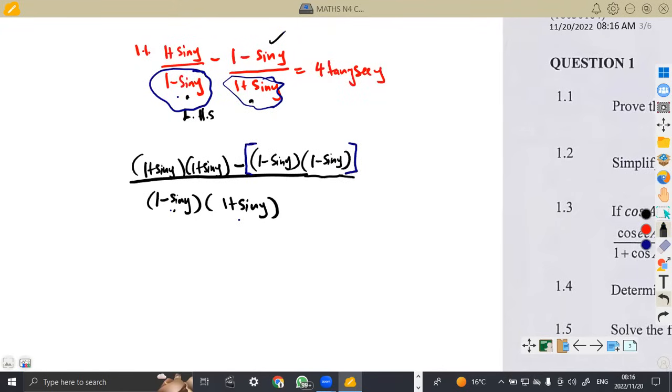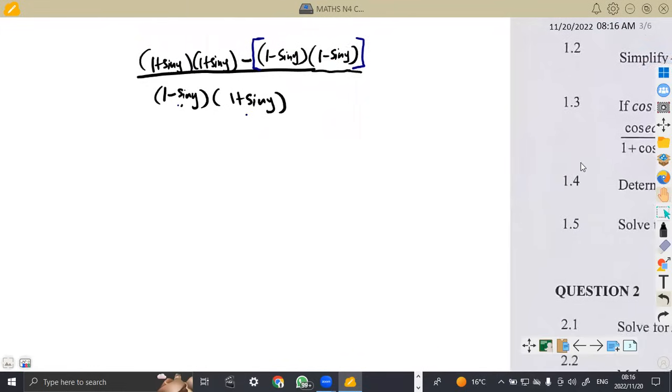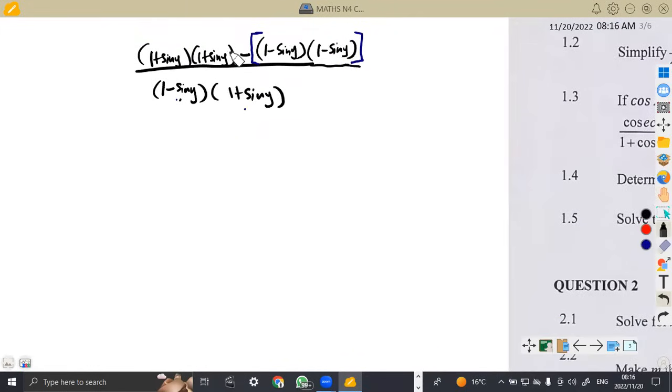Okay, so the next part is the expansion. As we can see there, we are supposed to expand the brackets so that we can simplify. So here we've got 1 and 1. That's 1 times 1, which is 1. Then we move on, 1 times sine of y, which is sine y. We move again to sine y times 1, which is sine y. Then we move again, sine y times sine y, which is sine squared. So this is going to be sine squared y.